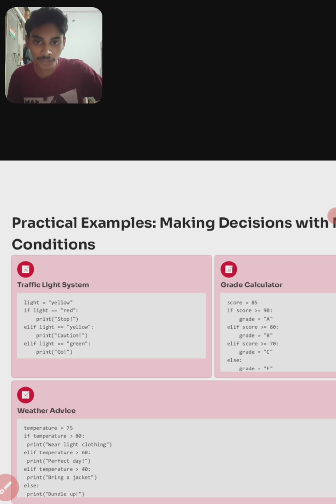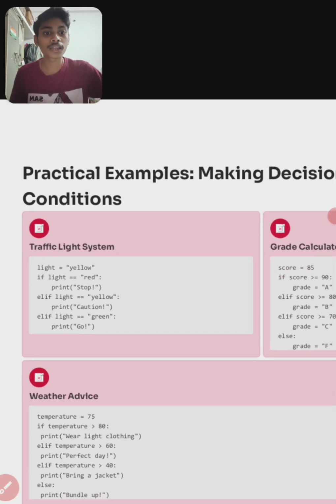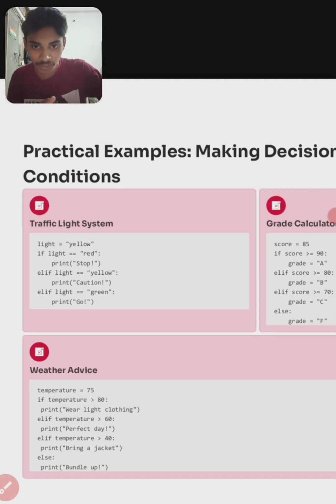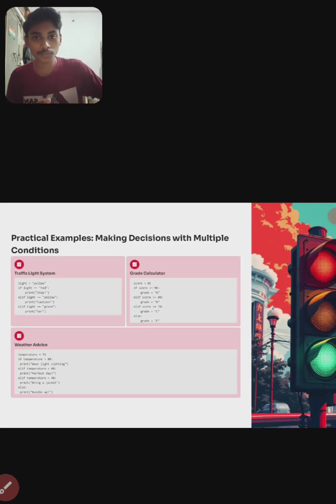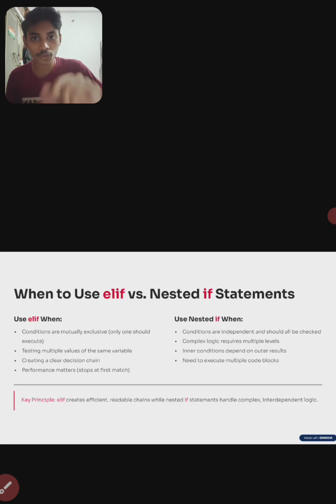And the last example we have taken is the weather advice. In weather advice, if it is very hot, we wear light clothes. If it's moderate, it's a perfect day. And if it's cold, we wear a jacket. Otherwise, we bundle up. So here are the ELIF statements, and the three major examples I have taken for you to understand how we can use ELIF statements properly. It also helps in making decision making simple and readable. Now let's move on.